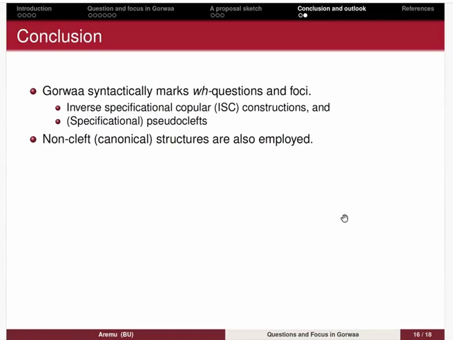I mean, compared to many of the West African languages that I have worked on, where you have both syntax and morphosyntax going on, in Yoruba, for example, that I showed earlier, you have fronting and then this morpheme that is the focus marker, but that is not really the case in Gorwaa. What you find in Gorwaa is more purely syntactic. There's no focus morphology as far as we know.